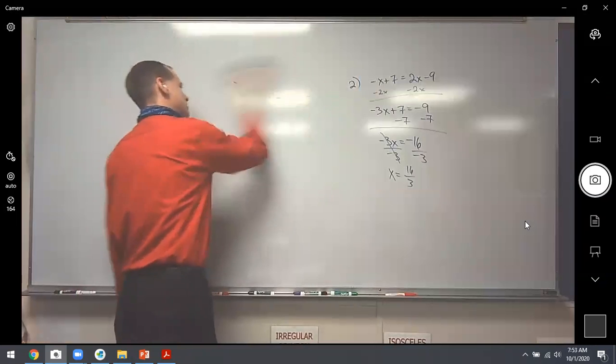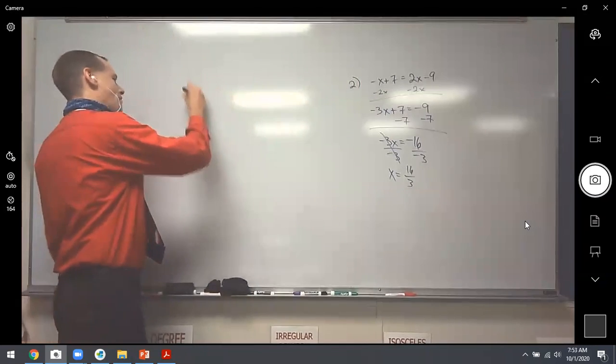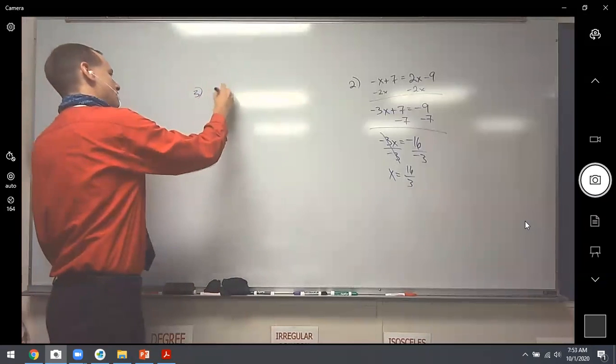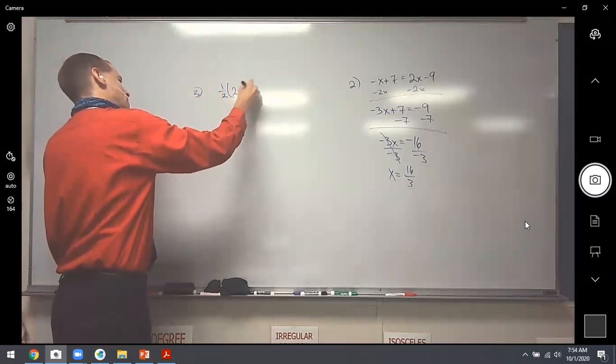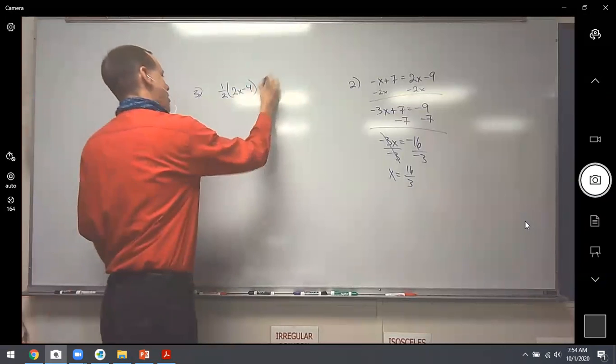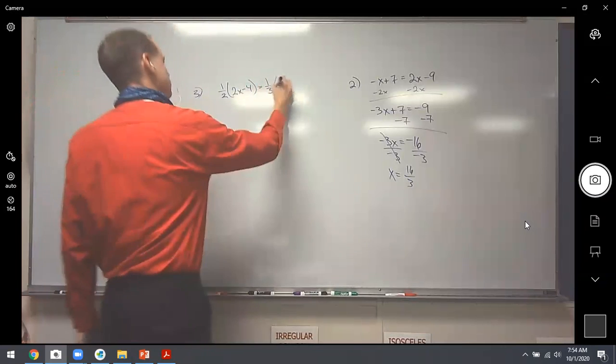Now, probably the only thing that's going to trip you guys up, if memory serves from every year I've ever taught in my life, is fractions. Fractions are usually what kill students, so let's practice using some fractions here. It will be no different. We'll just be having to deal with fractions. 1/3 x plus 27.